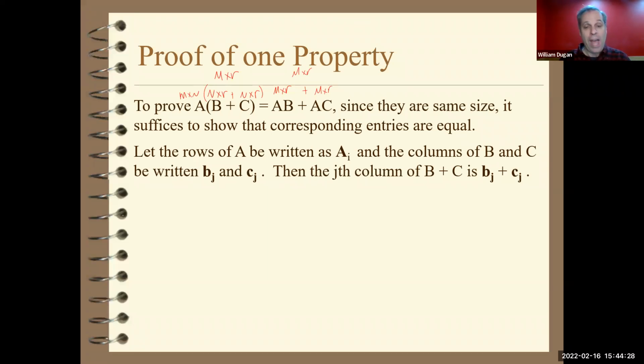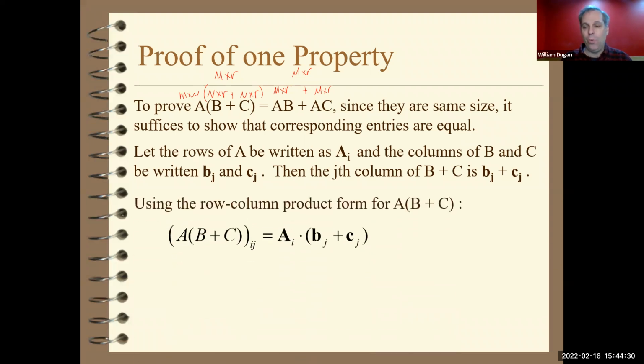With that in mind, I want to know what the i-jth entry is in the matrix A times (B plus C). Well, that is a product of two matrices. Because of that, I will use the row-column form.